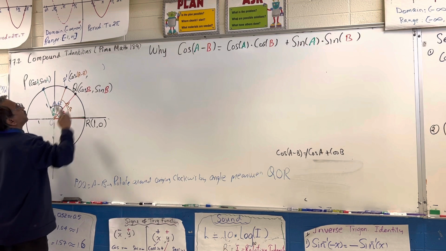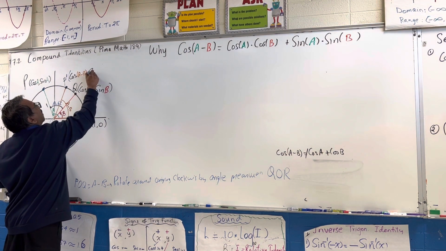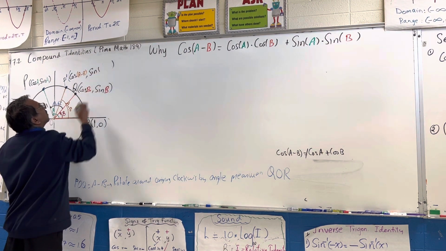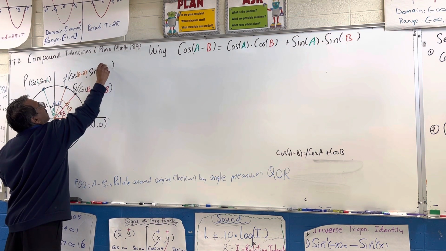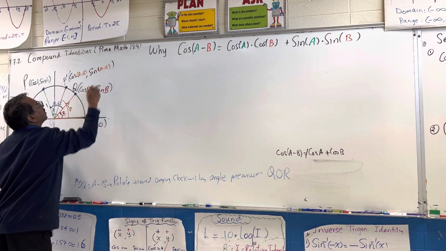And then sine of, what is that? A minus B. Again A minus B. Did you get something here? Yes. Makes sense, right?